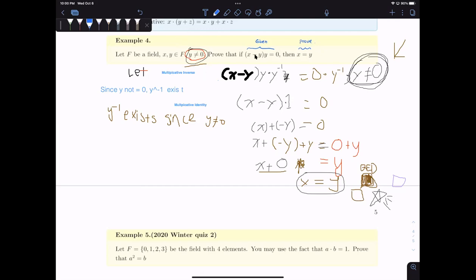So let's see, prove that. We started from this. We have y inverse exists because y is not 0. Okay, nice. Someone added multiplicative inverse. That's great. What's missing from the proof, guys? What's missing from the proof? You're not going to get full marks. So someone add something and see if we can get full marks.